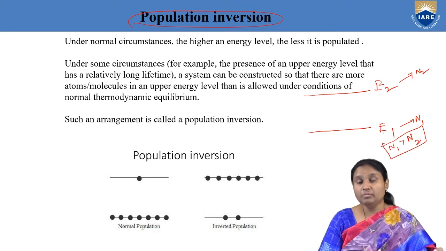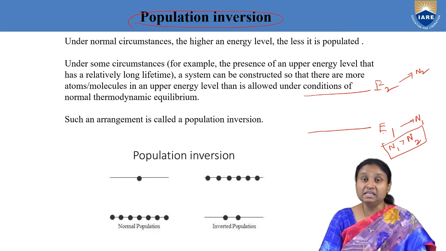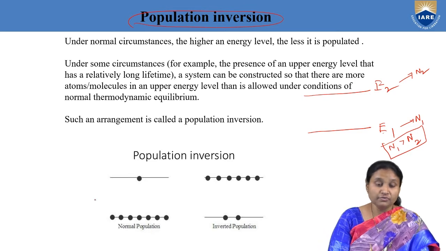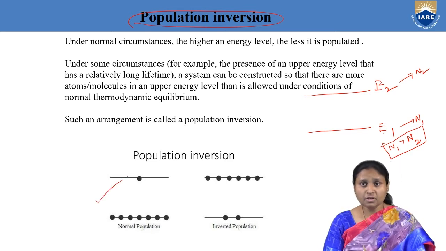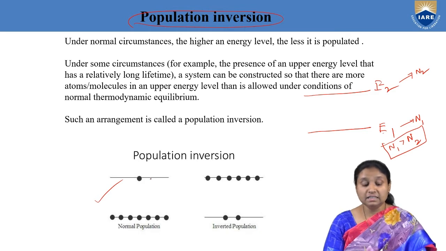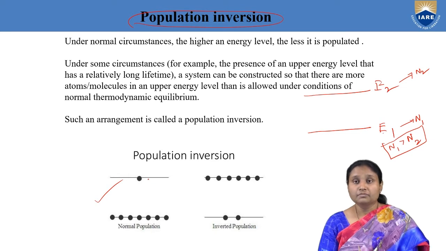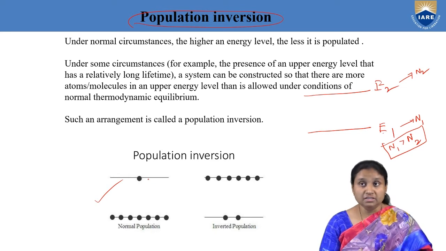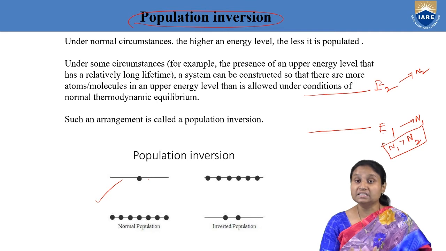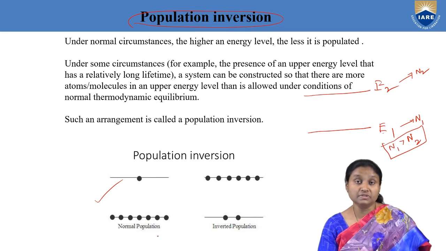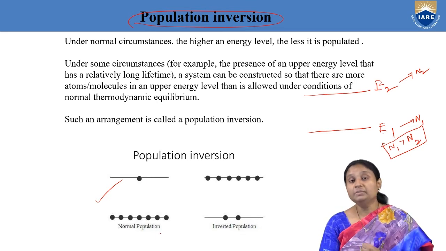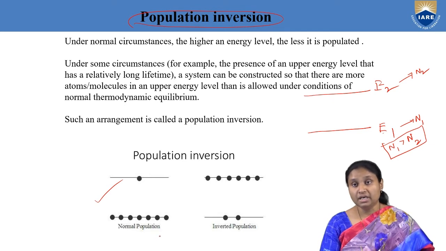So what do we mean by normal condition? When you are not supplying any external energy. This is what we are showing in this figure. So as you can make out, the population of this ground state is more compared to the population of the higher state. When we are not supplying any external energy, that is nothing but the normal condition. But when you are supplying external energy, what happens to those atoms which are in the ground state? They'll absorb that energy and they'll get excited to the higher state.